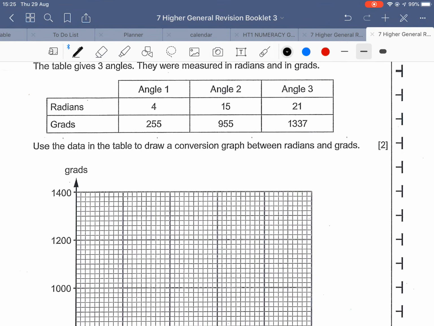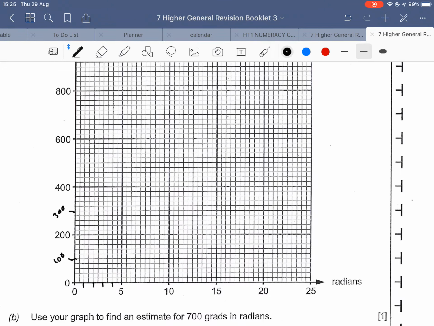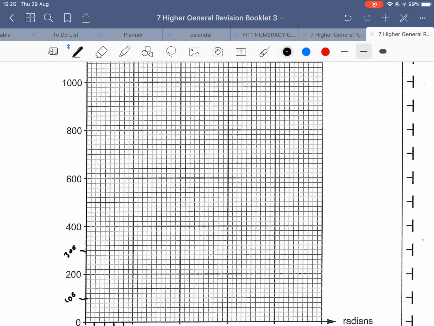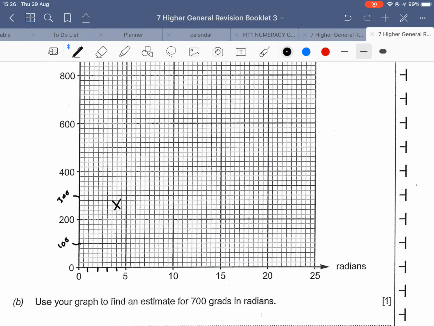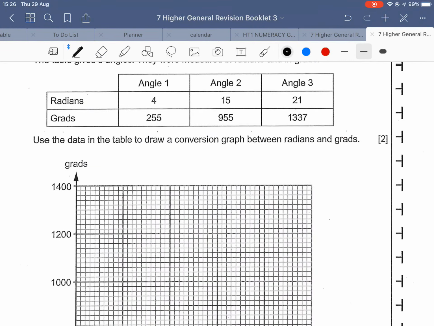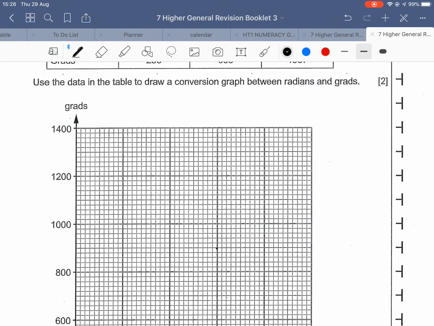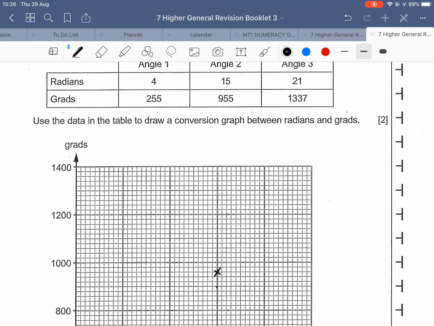Right, first one. 4, 255. Gosh, 4, 250. Oh, this is not going to be accurate at all. I'm going to say about there. Next one is 15, 955. Oh, luckily 15 is lovely. 9 is this, so 955 is probably about there. Probably not. It's probably a bit down.